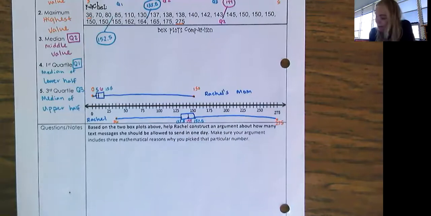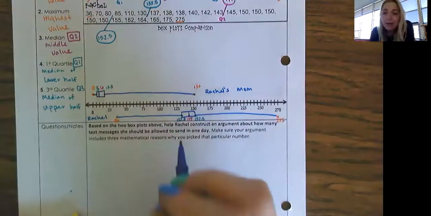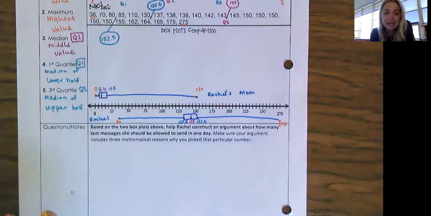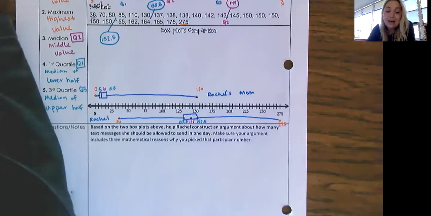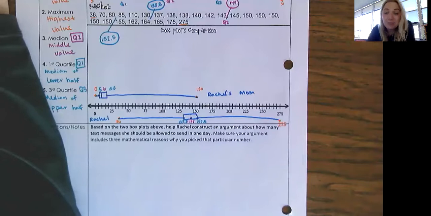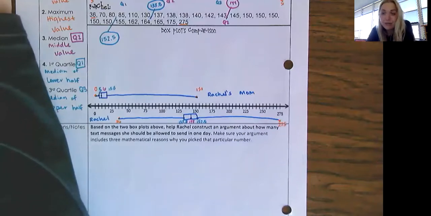So I want you to look at that data and say to Rachel's mom, hey mom, this is how many texts I should be able to send in a day. Now, I'm talking to you, the 9th grader who's literally watching this video right now, pick a number. On this data, how many text messages should Rachel be able to send? And I want you to tell me 3 mathematical reasons why you chose that amount and why that was reasonable for Rachel to be sending. All right? Pause the screen and write down 3 answers.